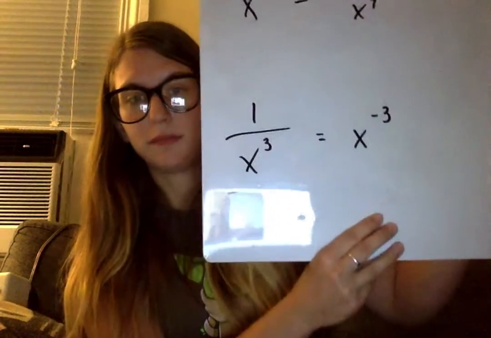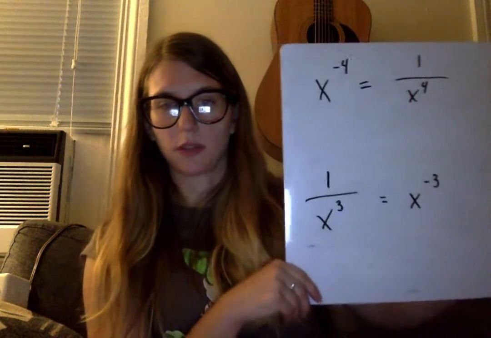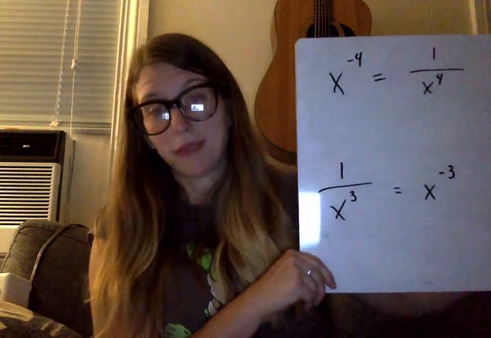So just to make it look cleaner, I'm going to rewrite it without all my work. So x to the negative fourth is 1 over x to the fourth. 1 over x to the third is x to the negative third. You can see the screen, so I'm going to put it here. Yeah, that's it.